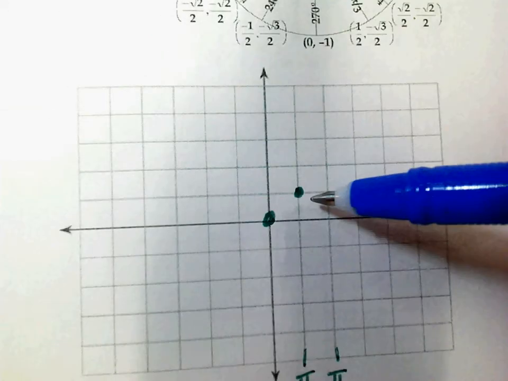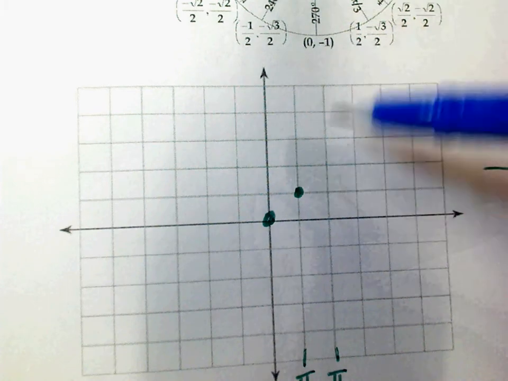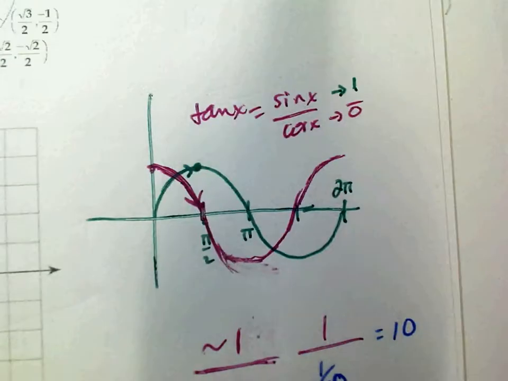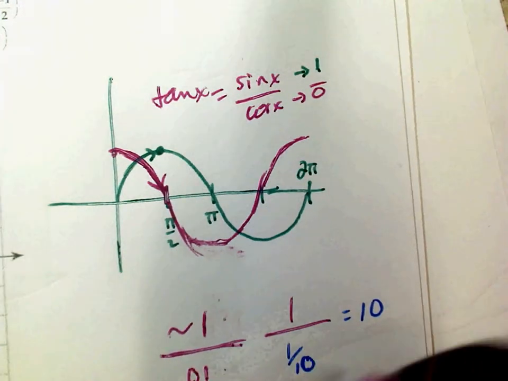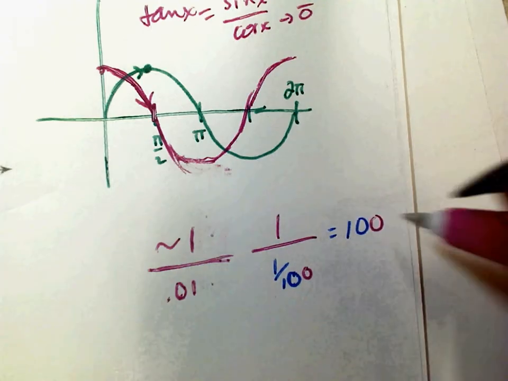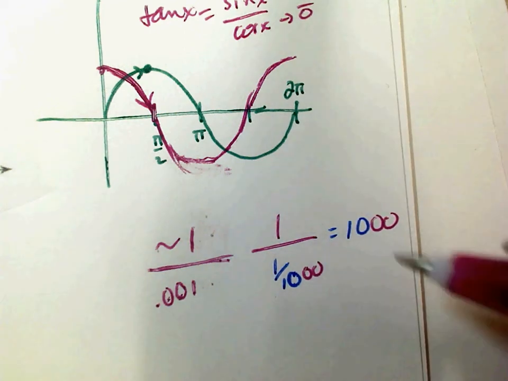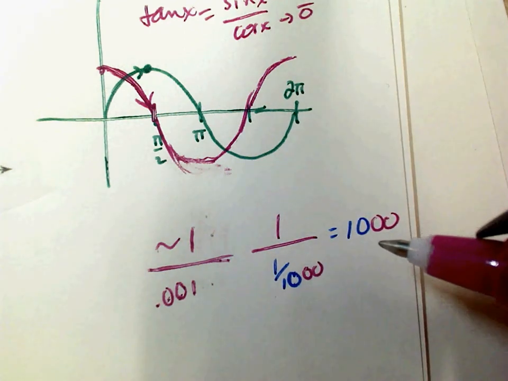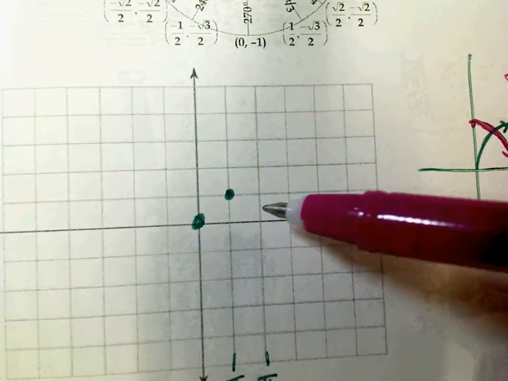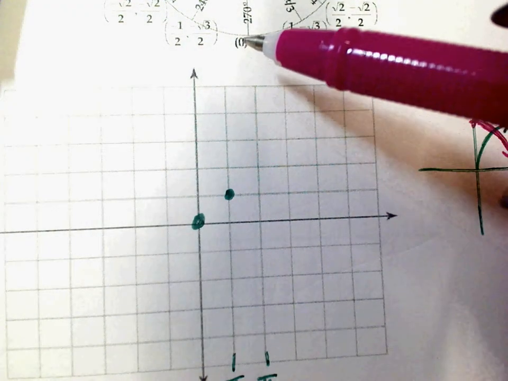Yeah? So it kept increasing, right? What if I got even closer? What if it was 0.01? That would be 100. What if it was 0.001? So what is this number getting closer and closer to? Infinity. As you approach an x value, if you go closer and closer to infinity, what do you have? A vertical asymptote.